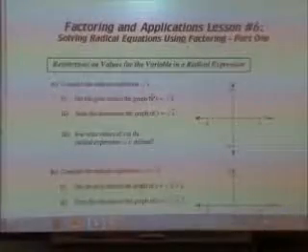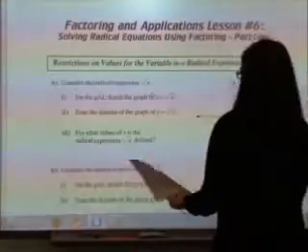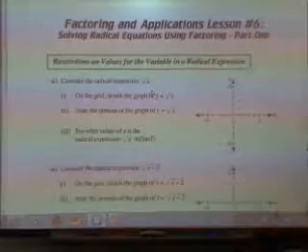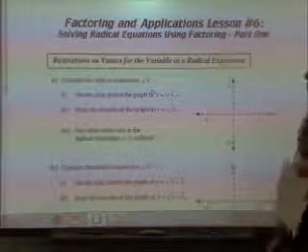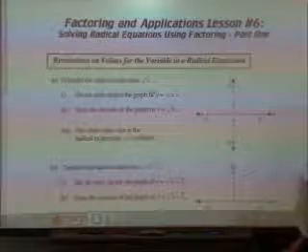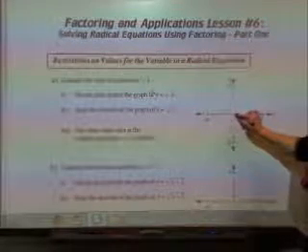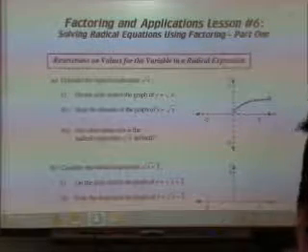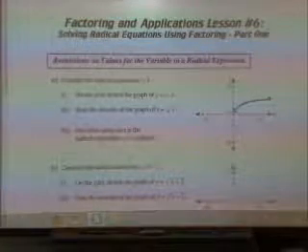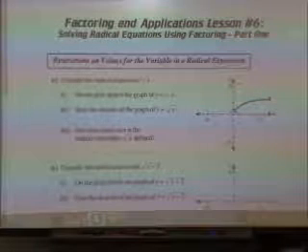So I sent you into the other room to go work on these radical expressions and sketch these graphs. So if you sketch the graph of the square root of x, you would get a graph that kind of looked like that. What is the domain of that graph? What are my possible x values?